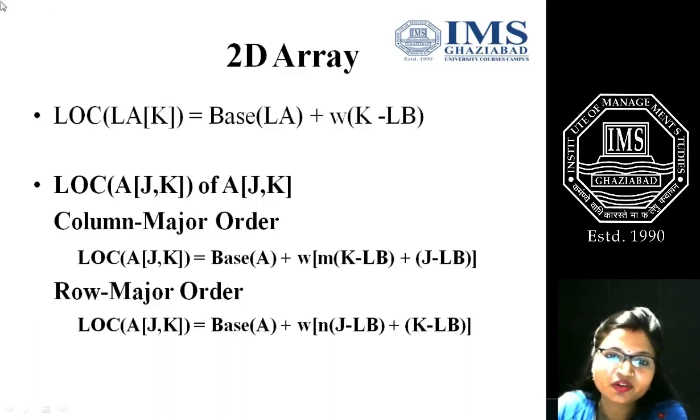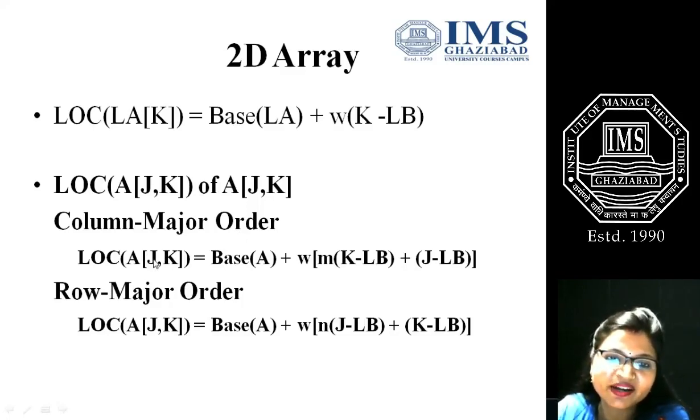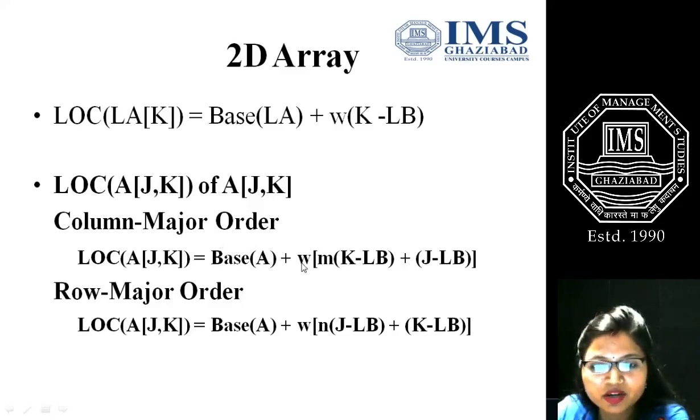If the elements are stored in column major order, the formula is, if you want to find the location of the element at jth row and kth column, first you have to know the base address of the array, plus W, the size of each element in the array, times M, the total number of rows present in the array, times K minus lower bound, the column at which you find the address of the element, plus J minus lower bound, the row.